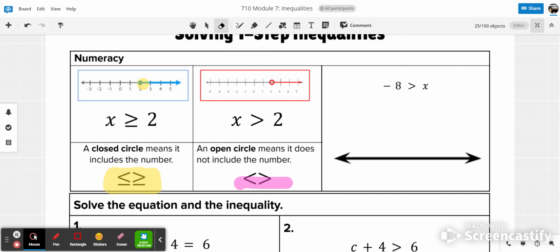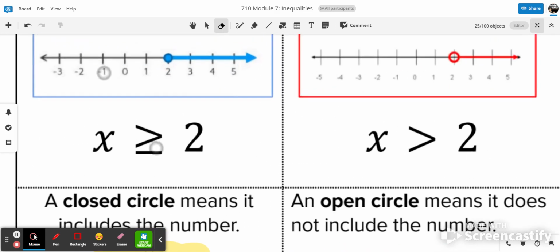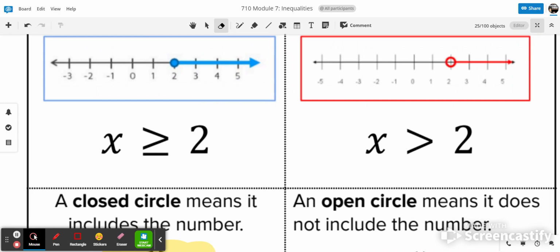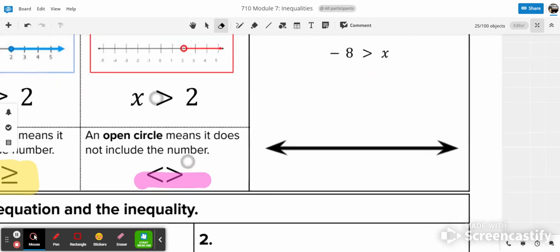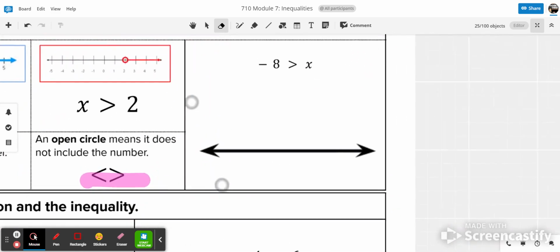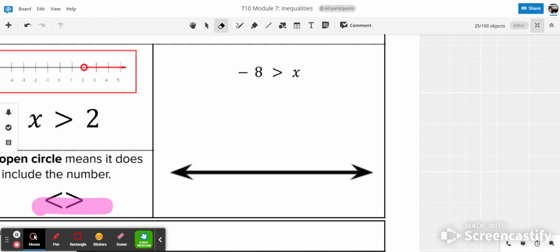So we have x is greater than 2. That's what the graph for that would look like. Open circle, arrow to the right, because all the numbers greater than 2 are to the right. And then for x is greater than or equal to 2 on the left here, we see that we have a closed circle on the 2 and then all the numbers going to the right. So it asks us, I think here it wants to see our graph for -8 is greater than x.